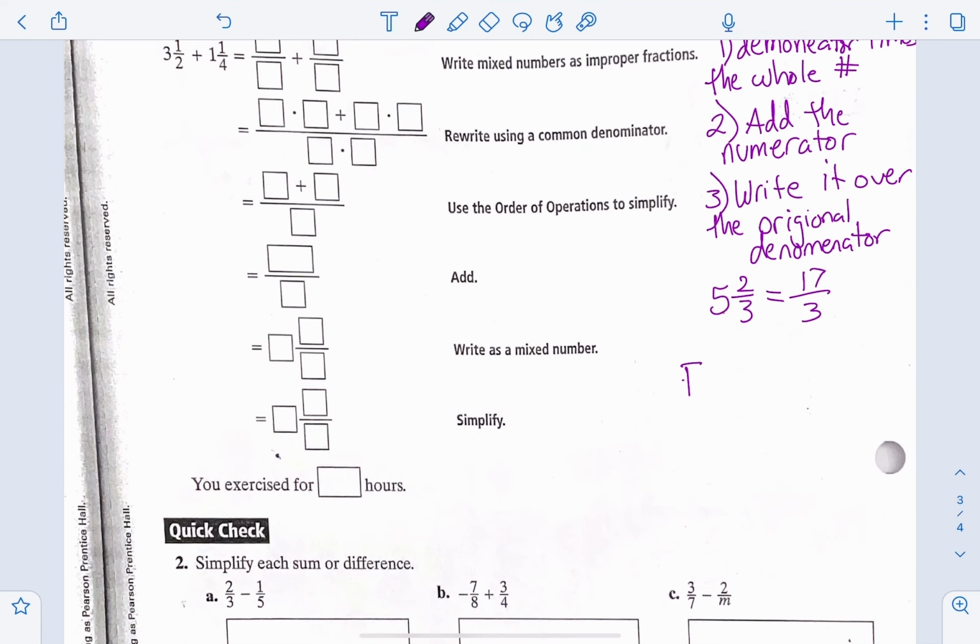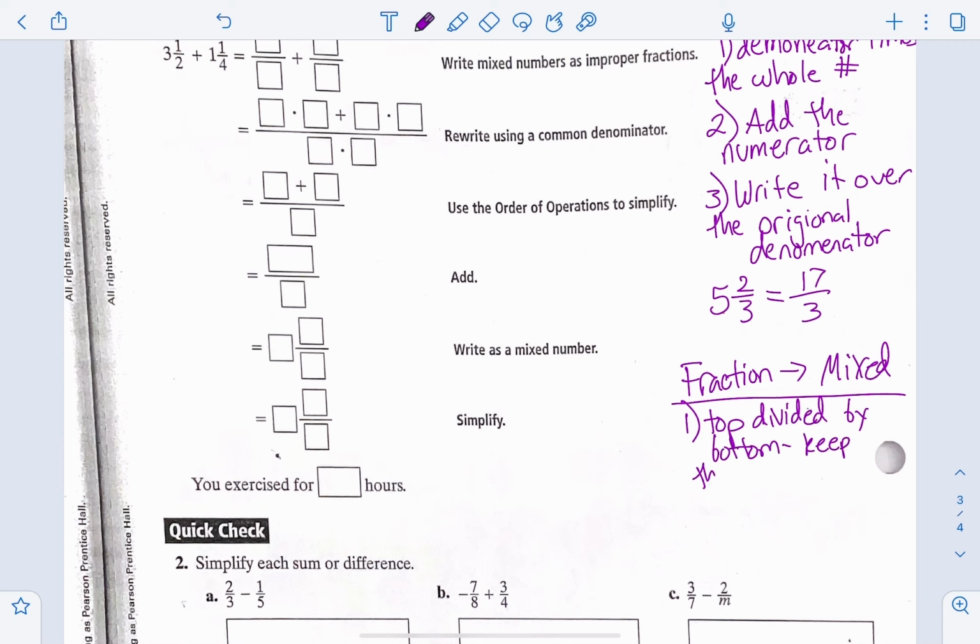When you're going from a fraction back to a mixed number, you're going to do top divided by bottom and keep the whole number. And then you're going to be like, okay, well, how many more do I need? And that's the top.